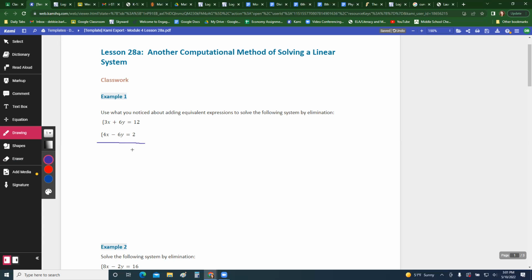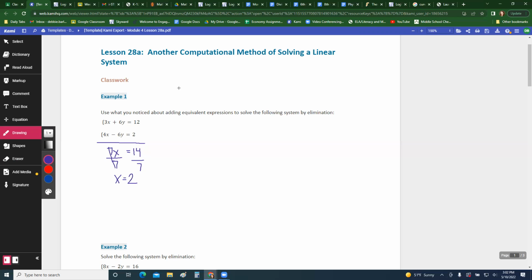So 12 plus 2 is 14. 6y minus 6y is 0, and that term completely goes away. And then we have 3x plus 4x equals 7x. So by adding these two equations together, adding 2 to this side in this form and adding 2 to this side in this form, I have eliminated a variable. So now I have 7x equals 14. I know how to solve that. I divide both sides by 7 and I get that x equals 2.